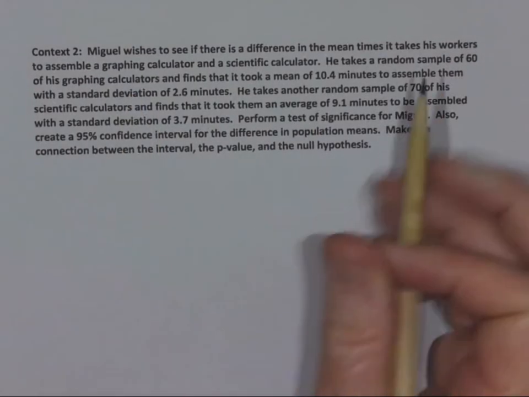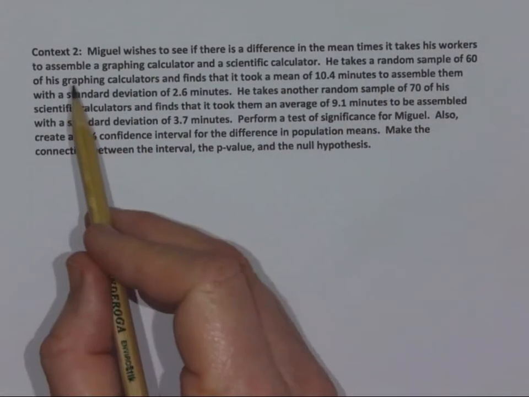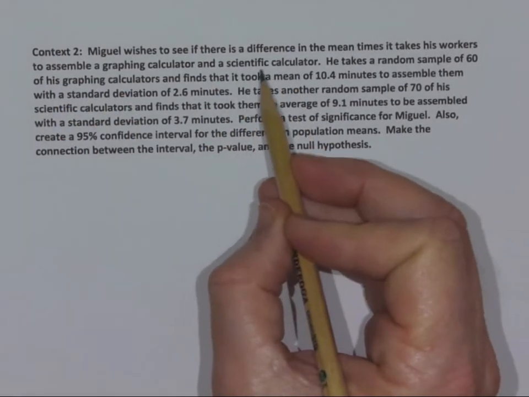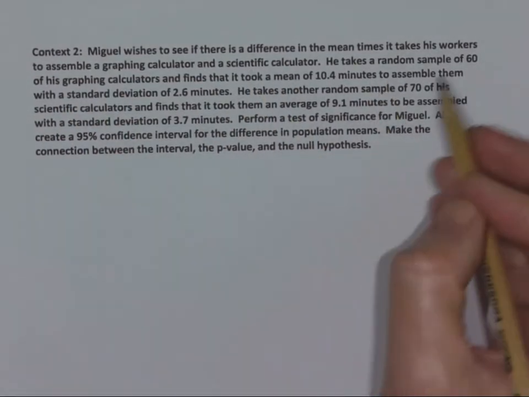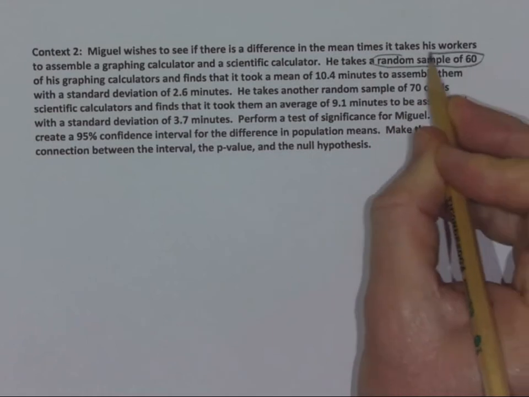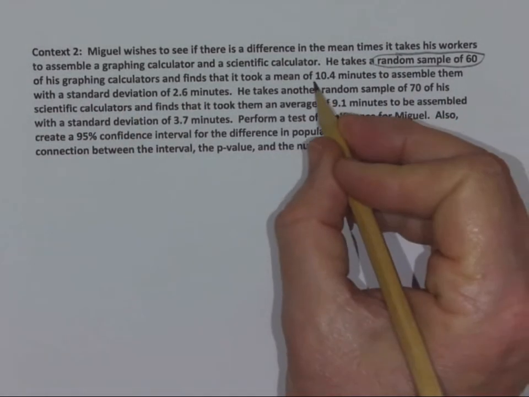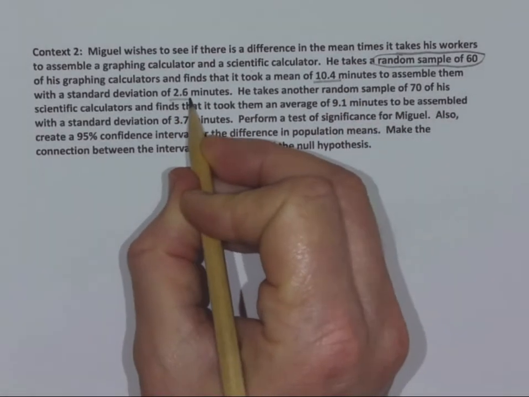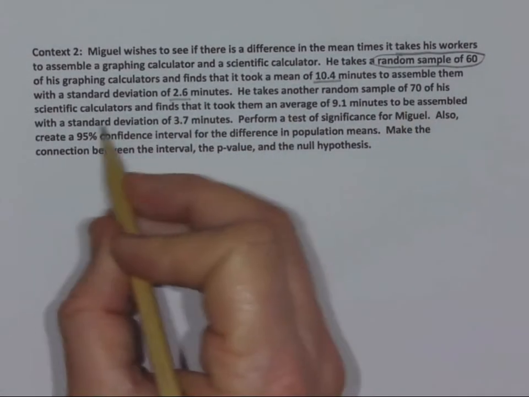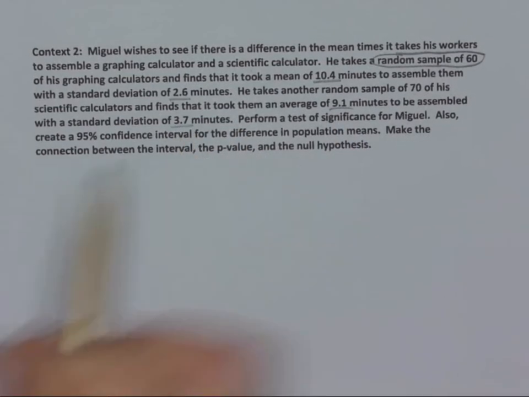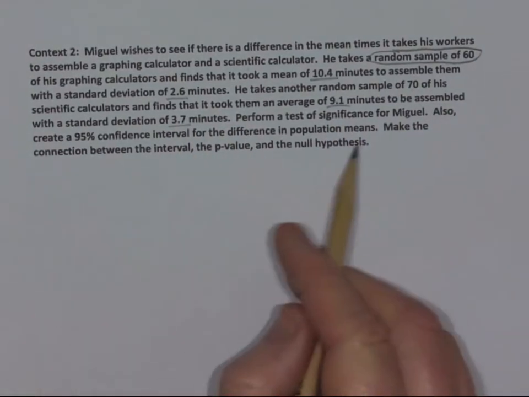McGill wishes to see if there's a difference in the mean times it takes his workers to assemble a graphing calculator and a scientific calculator. He takes a random sample of 60 of his graphing calculators and finds they have a mean of that and a standard deviation of that. He takes another sample of 70 of his scientific calculators and finds that they have a mean of that and a standard deviation of that. Perform a test of significance.